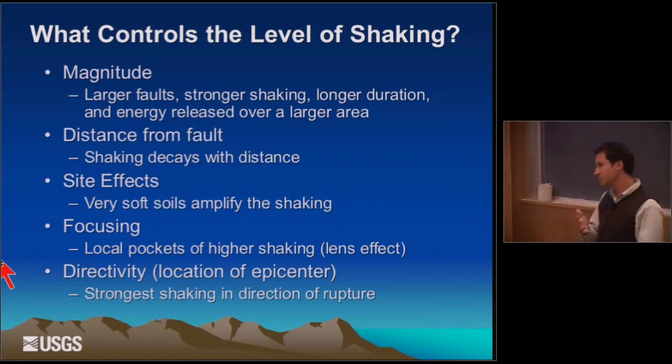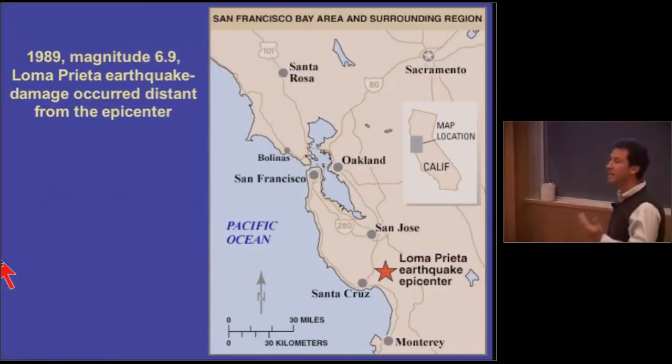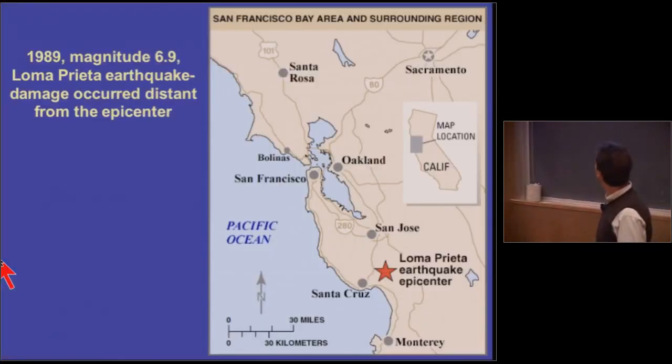So the best we can do is to map out the shaking immediately after it occurs and provide that information to emergency responders. Now, a good example of these effects and how they show up is a real earthquake. This is a map of the Loma Prieta earthquake. This was commonly referred to as the World Series earthquake. It happened during a World Series game going on at Candlestick Park, and it was magnitude 6.9.